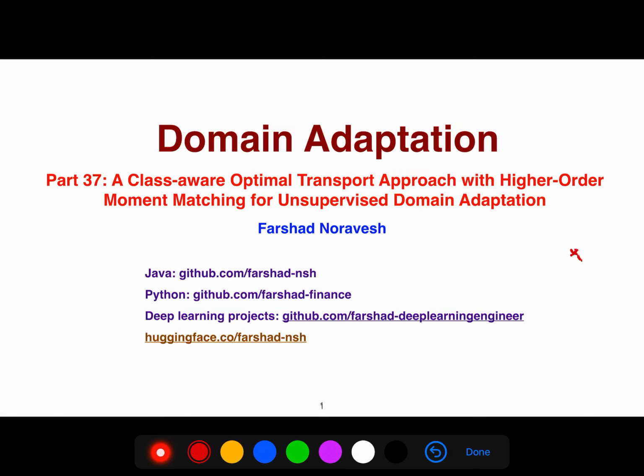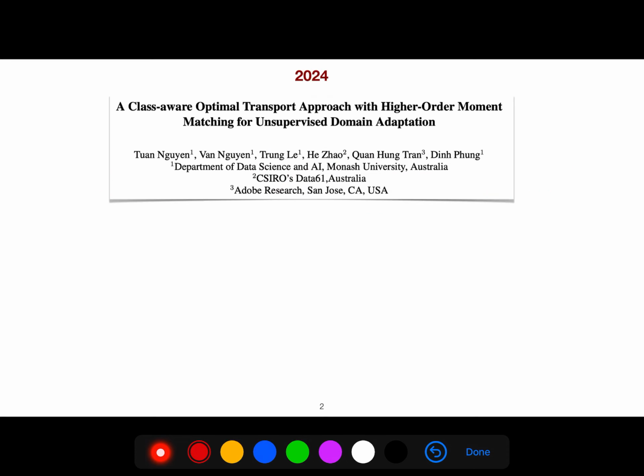Alright, so in this video I'm going to be explaining another important article about domain adaptation. The title of this paper is A Class-Aware Optimal Transport Approach with Higher Order Moment Matching for Unsupervised Domain Adaptation. This paper is from 2024.